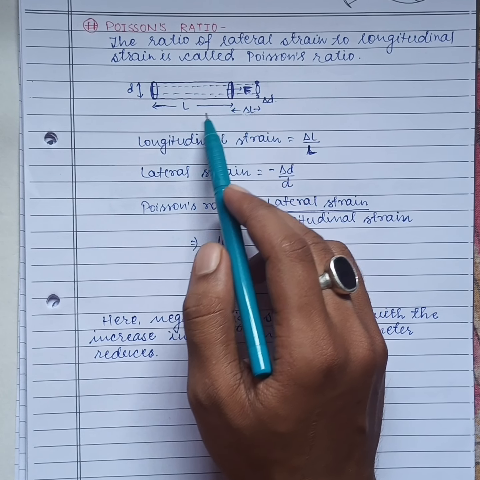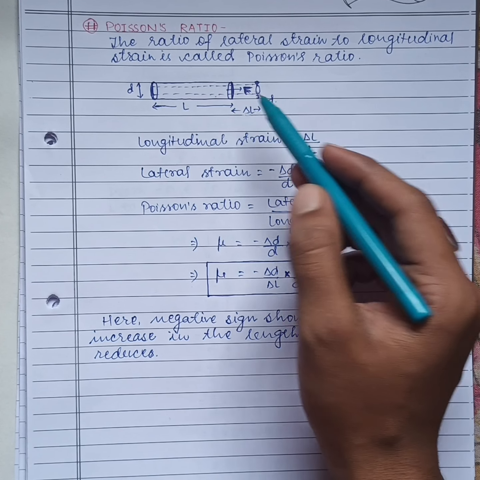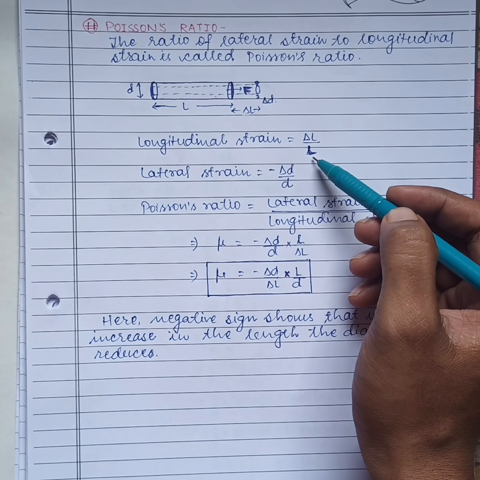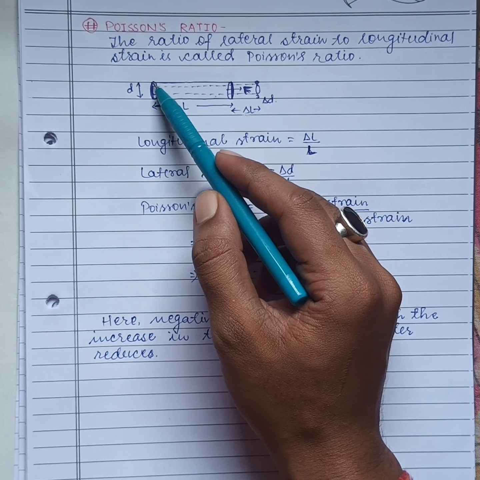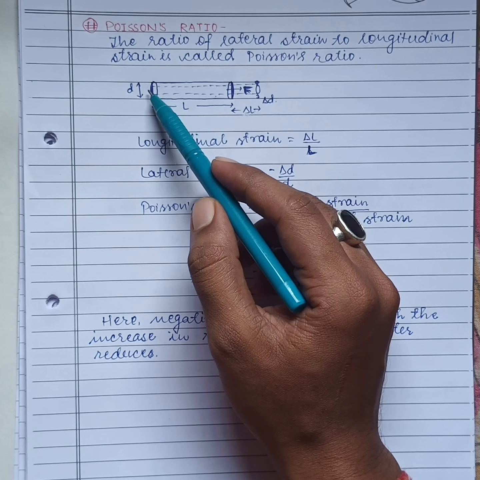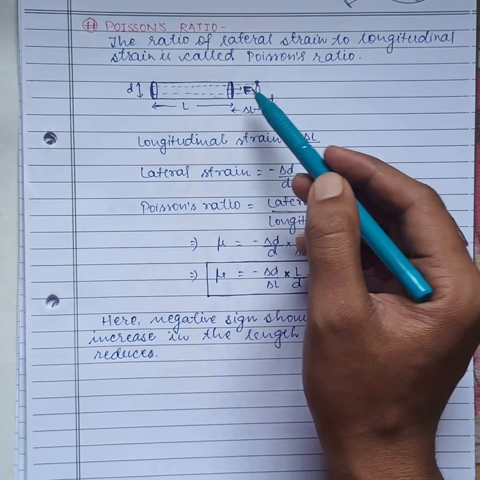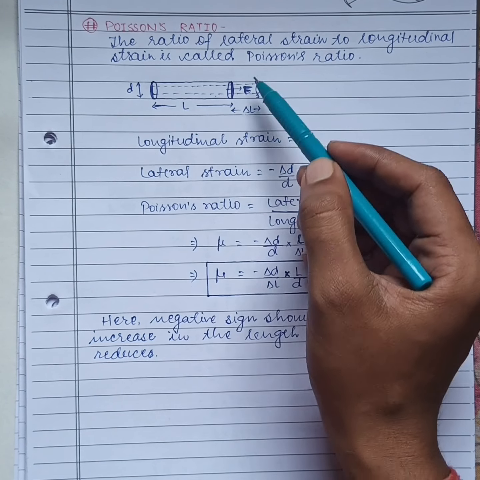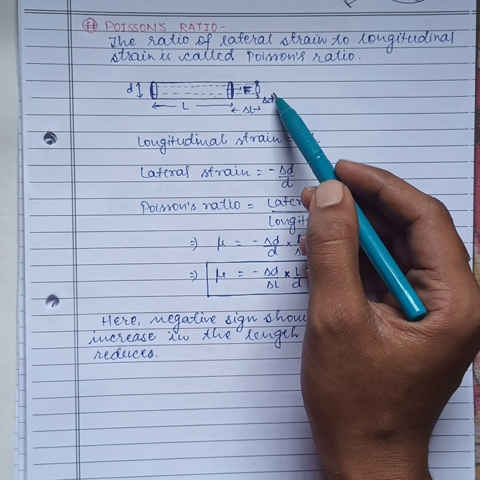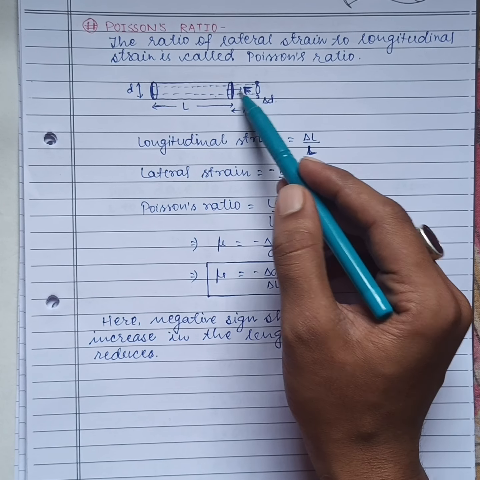Longitudinal strain we have already studied, that is the change in the length after applying the deforming force divided by the original length. And let us consider the area of cross section in which the diameter of the wire initially was d, and after applying the deforming force, the diameter is decreased, that is changed by delta d. Here the diameter is decreasing with the increase in length.